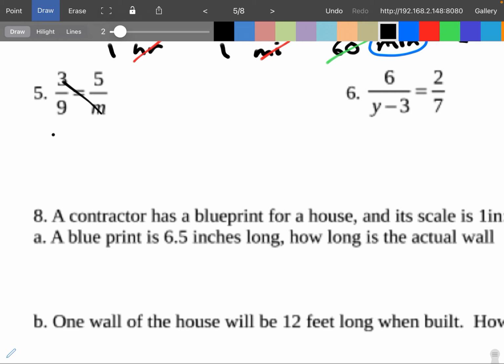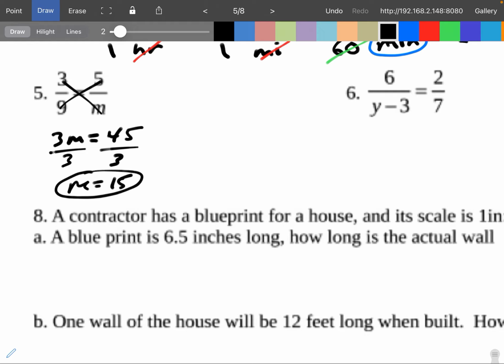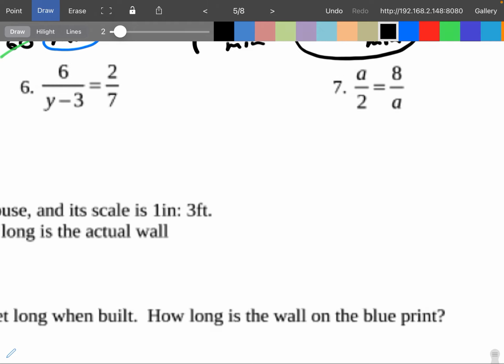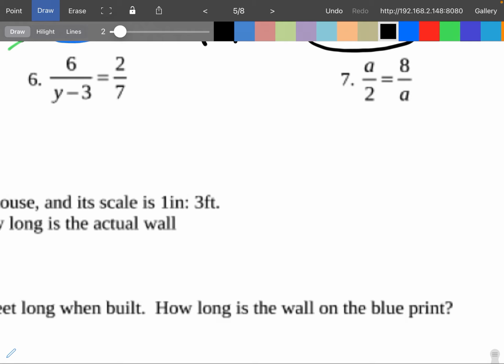So we're just going to do the cross products, right? We have two equal fractions. So we have our proportion, so we just do the cross products. So this cross product, 3m, is equal to that cross product. What's 9 times 5? 45. Then just divide both sides by 3. And you get m equals, what's 45 divided by 3? 15. Good.